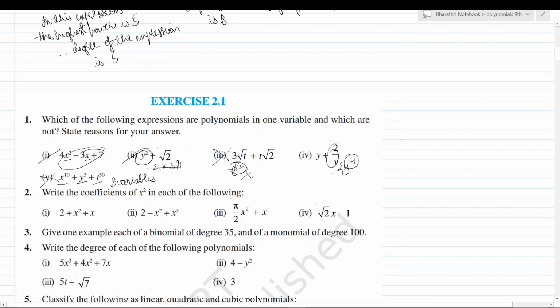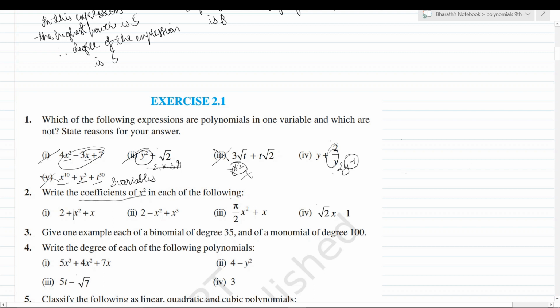So now let's go to the second question. The coefficients of x square in each of the following. They are asked only for the coefficient of x square, only x square. So what's the coefficient of x square here? There's no number here, so therefore we can assume that there's 1 here.